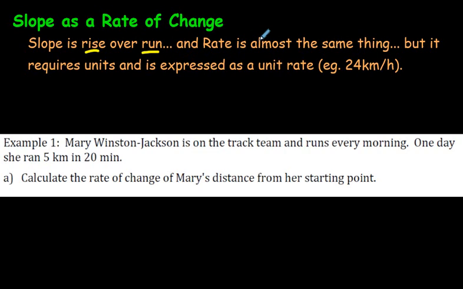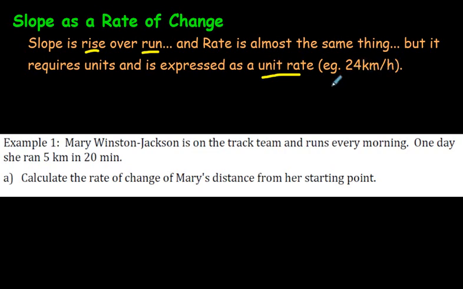Rate is almost the same thing as the slope when it comes to this stuff, but it requires units and it's expressed as a unit rate. And I have another video on unit rates. A unit rate is when you have something out of one thing. So 24 kilometers in 1 hour is how we often talk about speed. We don't really say 24 kilometers in 2 hours, for example. All right? So a unit rate is when it's out of one.